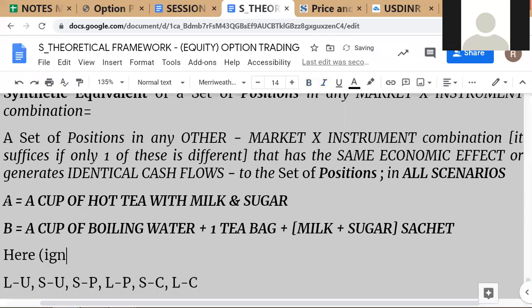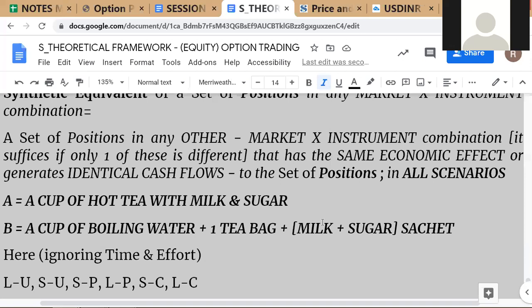Sir, first of all, when we are saying that it has the same economic effect or generates identical cash flows, are we talking with respect to the risk as well, or can the risk be different? No, here we're not talking about the risk. You'll see later on why we don't talk about the risk.